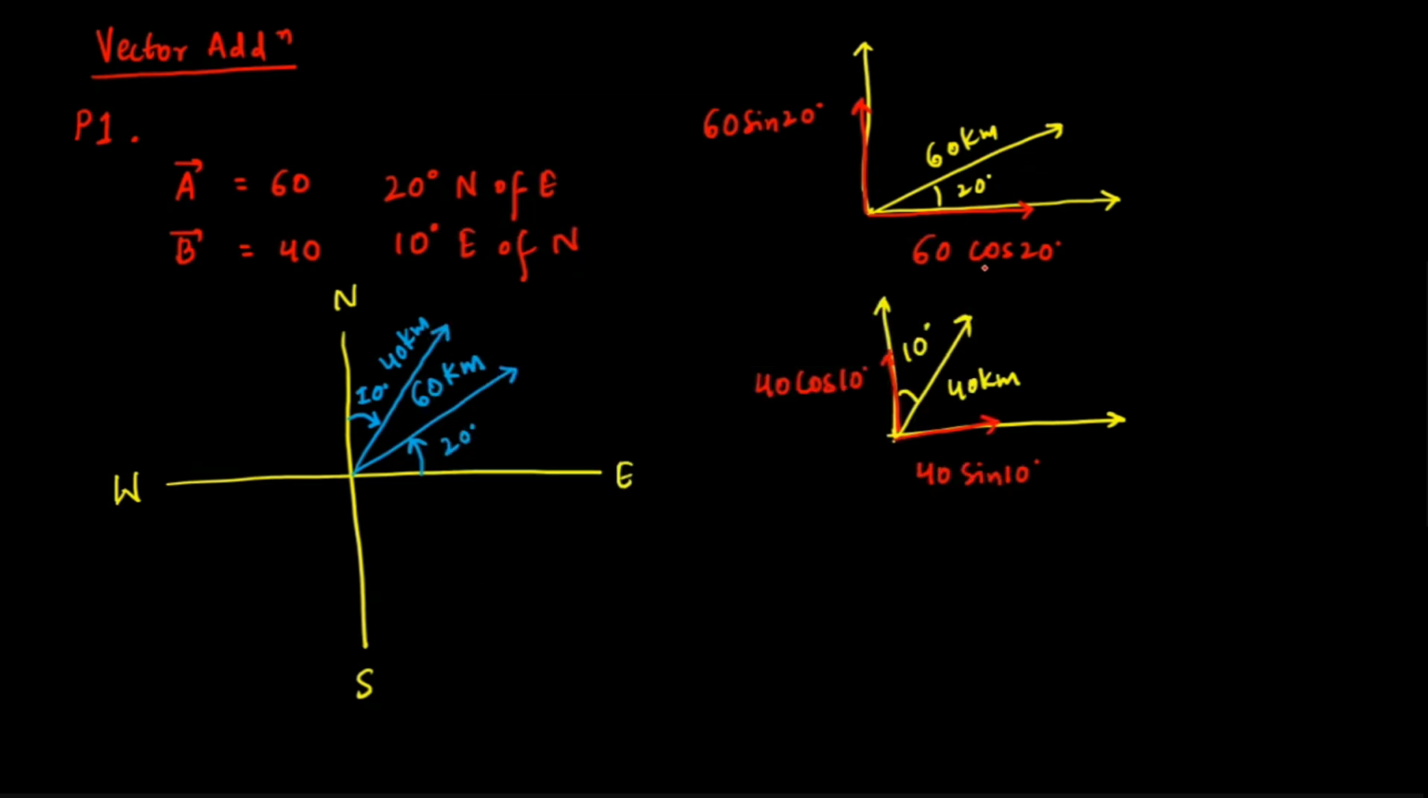So just tell me one thing. Do you remember how this cos and sine component came for each of the vectors? Yeah, because cosine is adjacent over hypotenuse. Yeah, if you think of it as a triangle kind of.